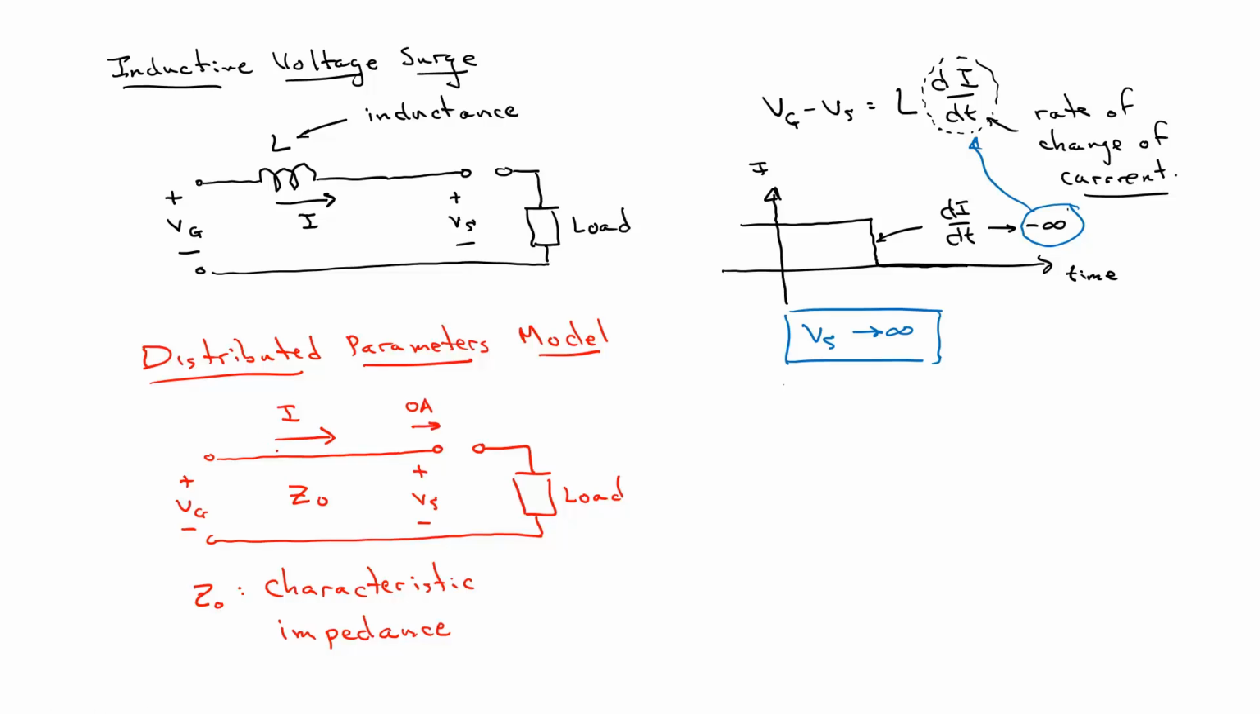the current in the rest of the line doesn't respond instantaneously. In this model, it takes time for the information that the switch is open to propagate up the line and stop the current everywhere. In this model, the voltage surge caused by the switch opening is I times the characteristic impedance Z0.